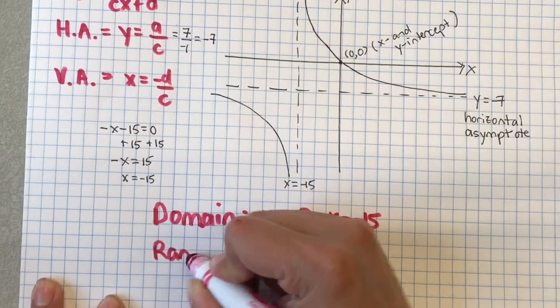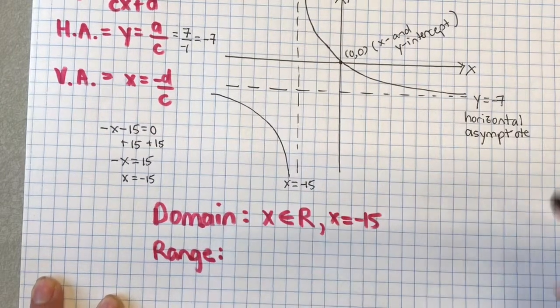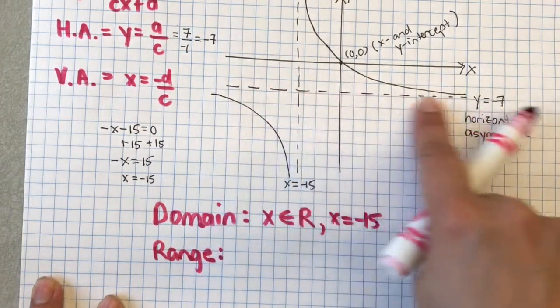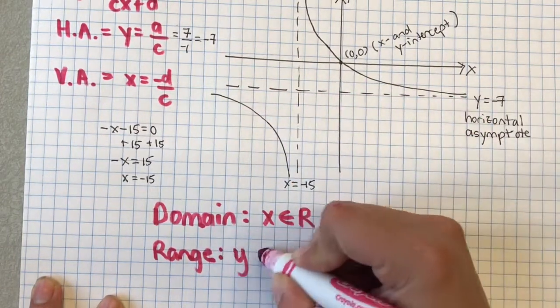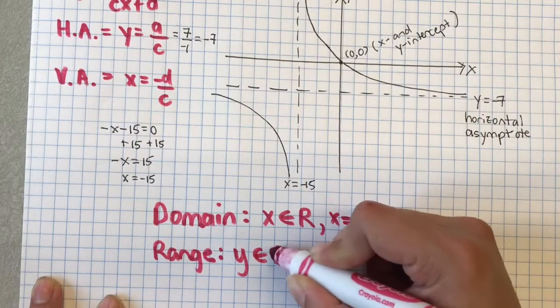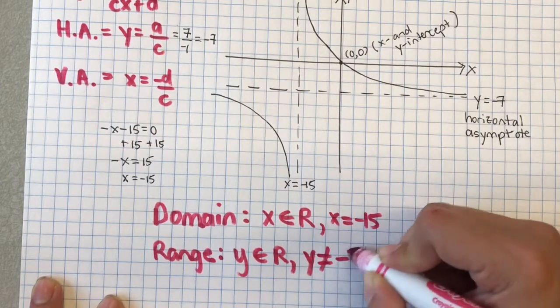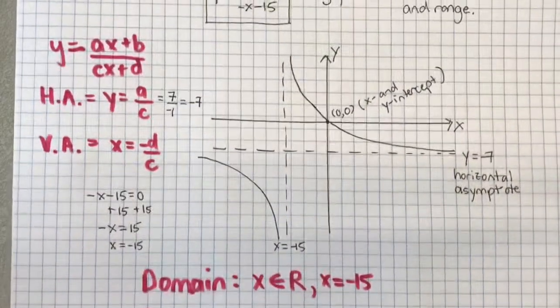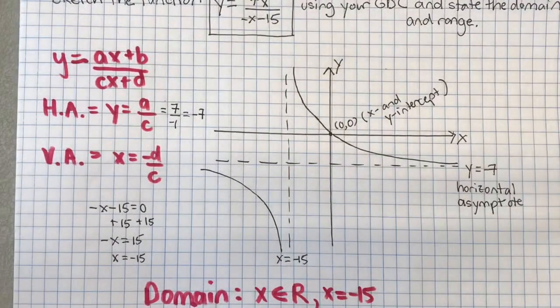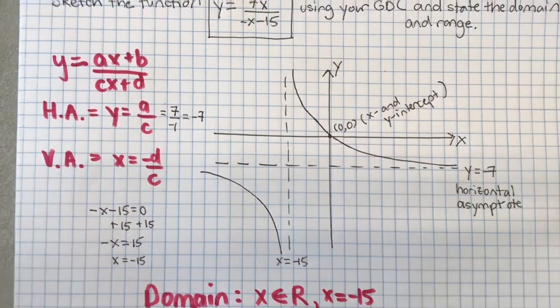Range is for all possible y values. That can happen everywhere except here. So y is in all real numbers, y does not equal negative 7. And that is how you do sketching functions and finding domain and range using the GDC.